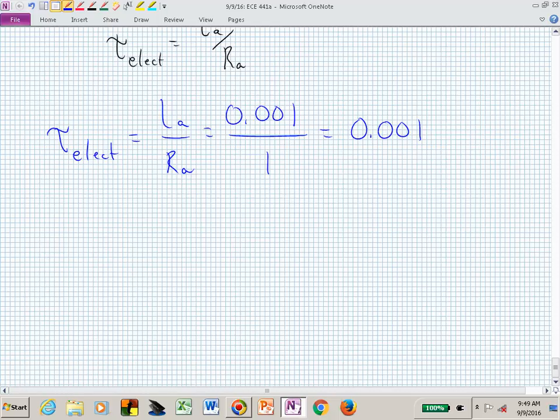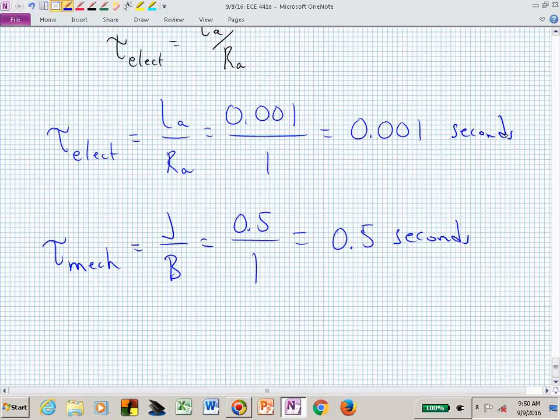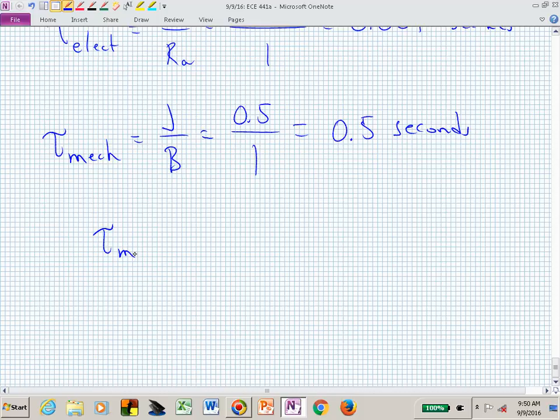All right. Now, what's the mechanical time constant? That's J over B. Let's just put some numbers in here. Let's say that our rotational inertia is 0.5 and B is 1, so that now this is 0.5 seconds. And if we needed to look at this ratio of mechanical time constant to electrical, we now have 1,000 times 1/2, or 500. So the electrical is 500 times faster than the mechanical.